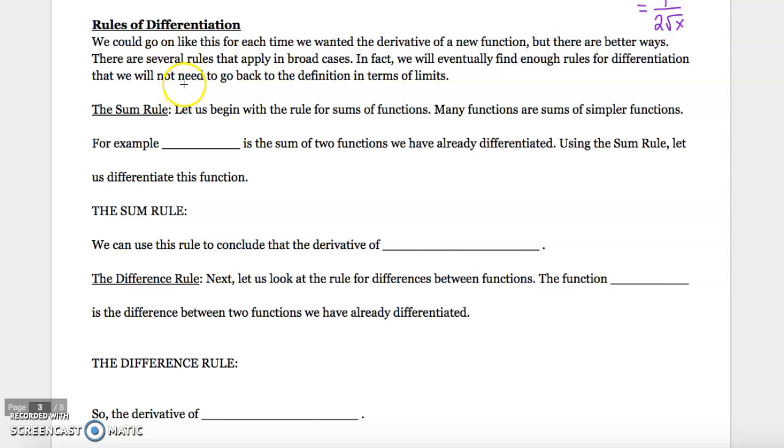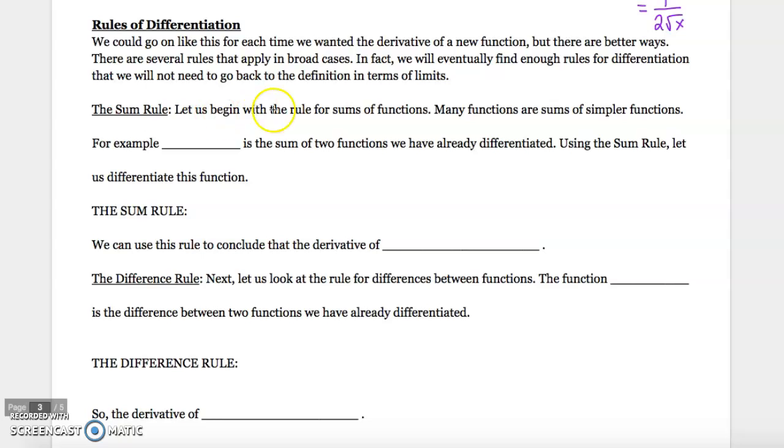So there are several rules that apply in really broad cases. And in fact, we'll eventually find enough rules for differentiation that we will not need to go back to the definition in terms of limits. So you won't have to use limits to find a derivative. You'll just know enough shortcuts. You still have to be able to recognize when a limit is asking you for a derivative, but you won't have to choose to use them to solve derivatives.